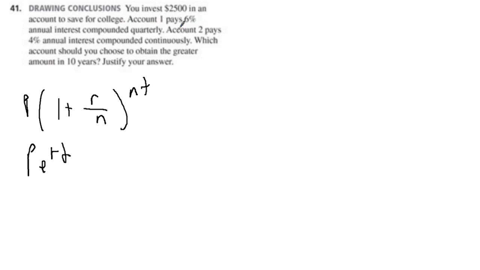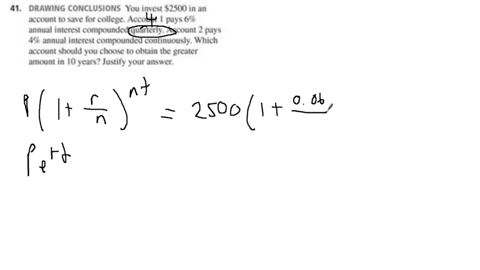So first of all, account 1 pays 6% annual interest compounded quarterly. Quarterly means 4 times a year. So P is 2,500. That's fixed, right? 2,500 multiplied by 1 plus r, which is 0.06 over 4, to the 4 times 10, since it's 10 years, right? And then the second one is P e to the 0.04 times 10. P e to the rt.